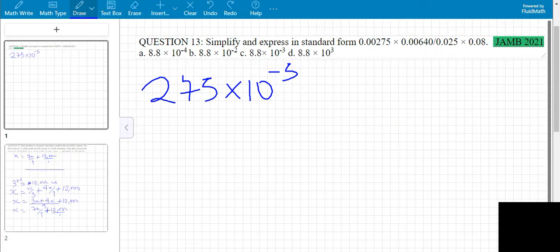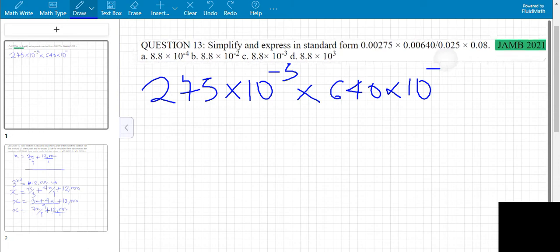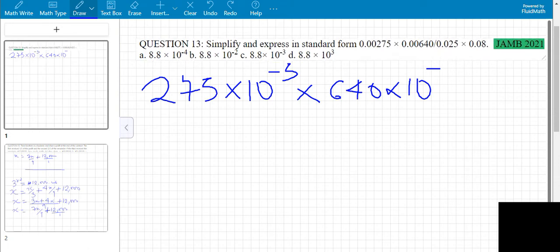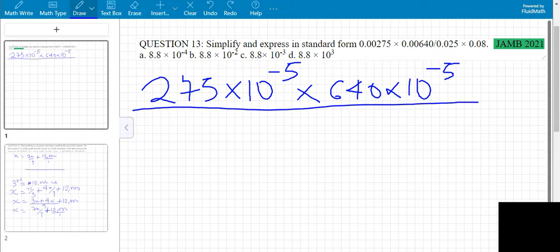Good. Now let's look at the next one. The next one we are going to have times 0.00640. That will give us 640 times 10 raised to power minus 5, because we'll also have 5 numbers: 1, 2, 3, 4, and 5. So all this will be all over.